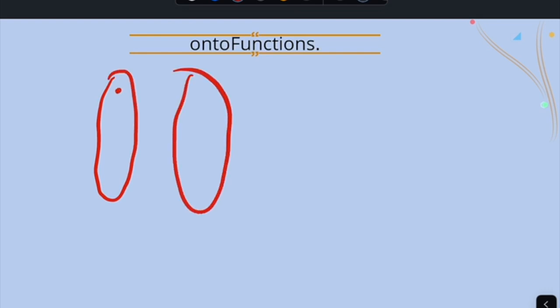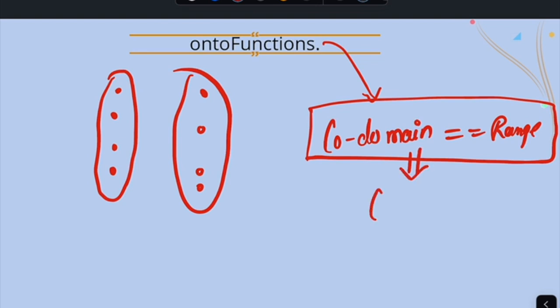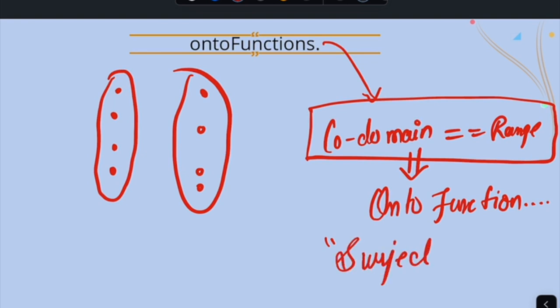If I tell you that all the functions in which codomain is equal to range are known as onto functions. What are they known as? Onto functions. And there's another name for onto functions. We call it surjective function.